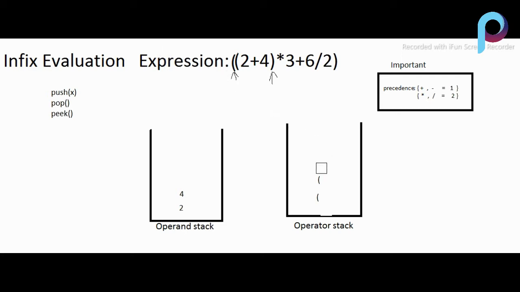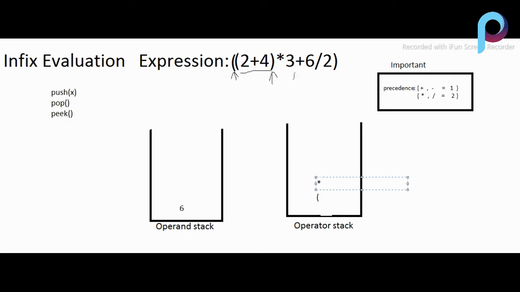Okay guys, so we pop out the plus and perform 2 plus 4 on the operand stack, that is 2 plus 4 is 6. So we have to write it down in the operand stack. Now there is a multiply, so we have to push it, but just listen, we first have to pop out the opening bracket of that bracket from the operator stack.